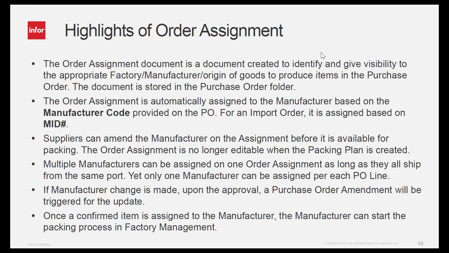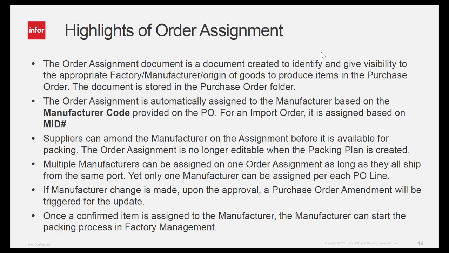Before creating your packing plan, there are going to be a few steps. The first one will be to ensure that your order assignment is correct. Your order assignment will identify and give visibility to the appropriate factory, manufacturer, or origin of goods on your purchase order. Your order assignment is automatically assigned when an order is imported into the system, but it can be amended if needed. The order assignment will no longer be editable once the packing plan is created.